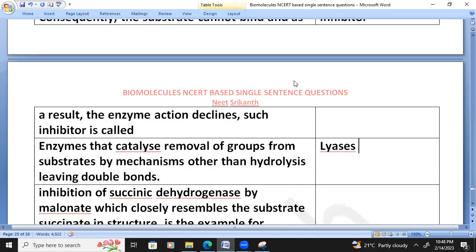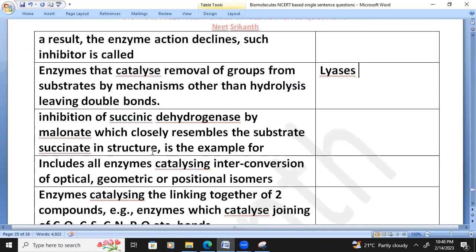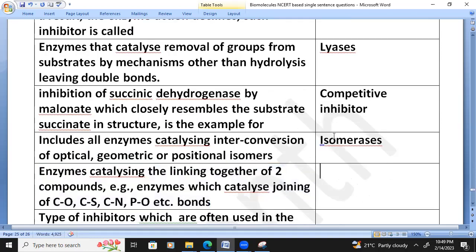Inhibition of succinic dehydrogenase by malonate, which closely resembles the substrate succinate in structure, is the example of a competitive inhibitor. Enzymes catalyzing interconversion of optical, geometric, or positional isomers are isomerases. Enzymes catalyzing the linking together of two compounds, joining carbon-oxygen, carbon-sulfur, carbon-nitrogen, and phosphorus bonds, are ligases.